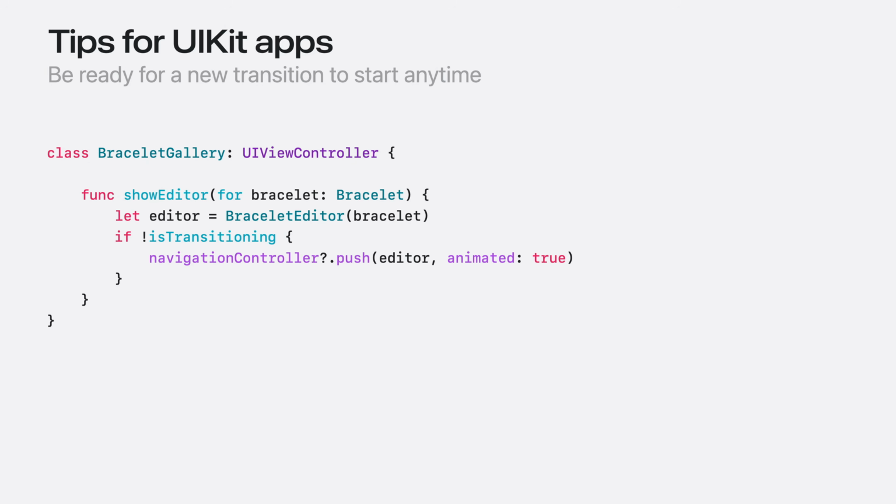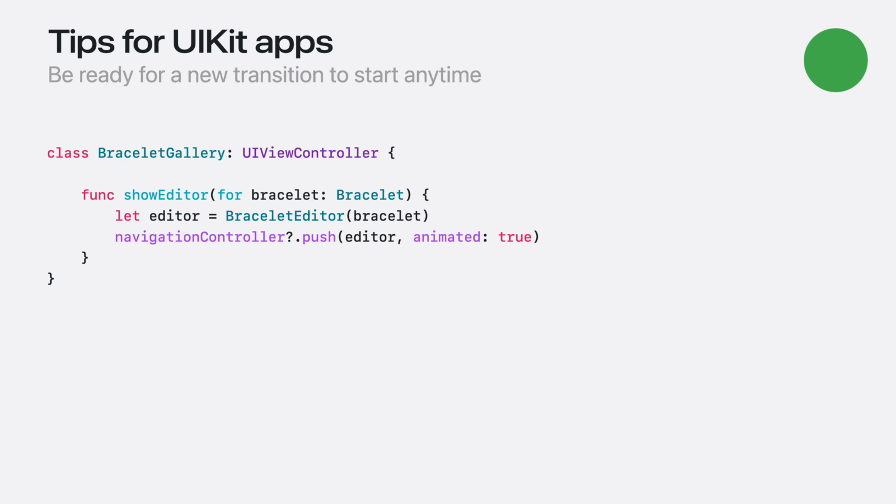This new feature is as compatible with existing code as possible. I have some additional tips for UIKit apps to ensure your code works perfectly in this new world where push and pop transitions can begin at any time. Be ready for a new transition to start at any time. Don't try to handle being in a transition differently from not being in a transition. Here, the tap handler fails to call push if a transition is in progress. Just call push, regardless of whether a transition is running or not.